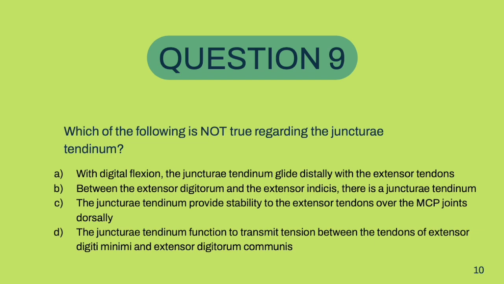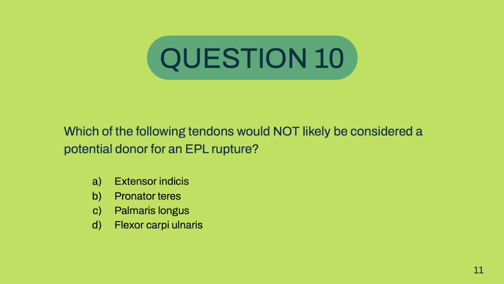And last question, question 10, correct answer here is D. The FCU is a powerful wrist flexor. It's essential for power grip and for stability, so we don't want to sacrifice those functions, and there are other better alternatives typically.